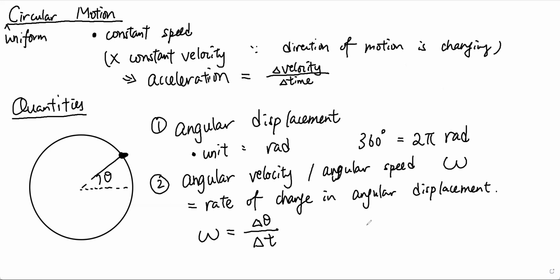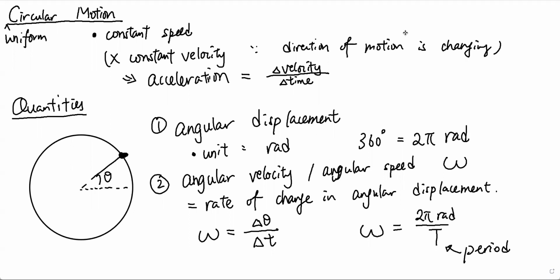Now we can also write it in terms of another formula. If the object has completed one circle, then the angular displacement will be 2 pi radian. The time, we call it the period. So that's another formula for us to find the angular speed or angular velocity of the object. So let's take a look at two very common angular velocities that you need to use in the exam.